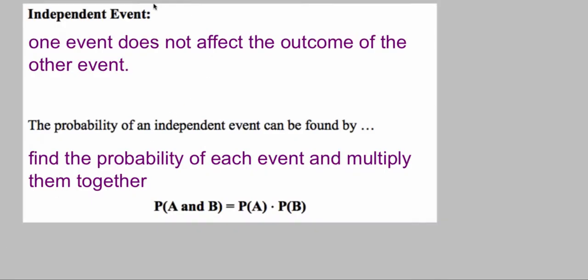So first is some vocabulary. What is an independent event? Basically, think of this as what we've been doing so far. One event does not affect the outcome of the other. So maybe you flip a coin, and then you roll a die. Whether you get heads or tails on the coin makes no difference in what you're going to roll on the next one. They're really separate from each other.